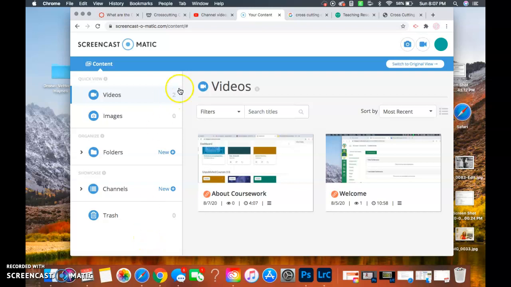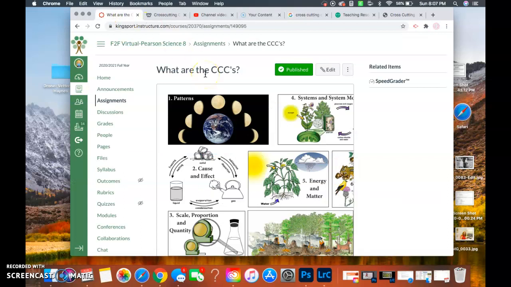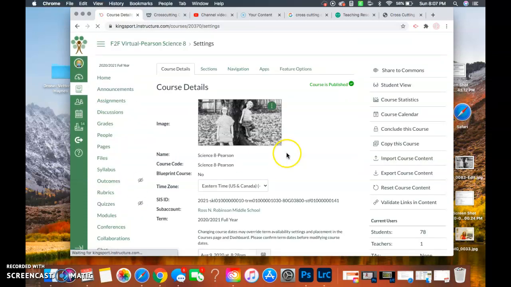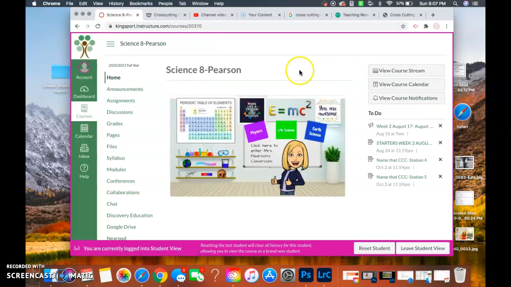I wanted to jump on here and just talk to you about what the CCCs, the Cross-Cutting Concepts module, looks like. So I'm going to go to Settings and I'm going to do Student View. Okay, so this is what it's going to look like.